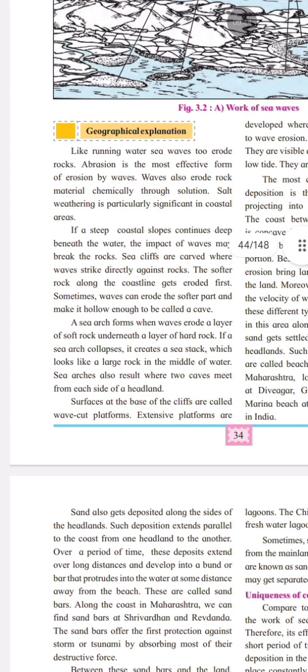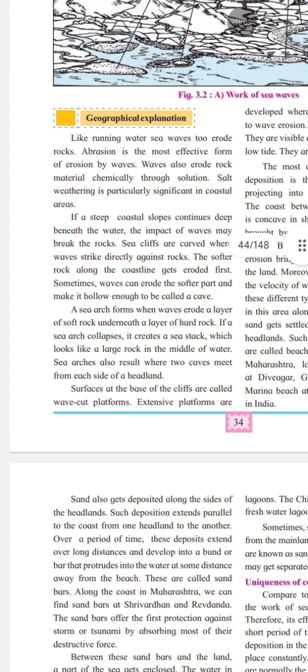So, first is the work of sea waves. Just like rivers, sea waves also erode rocks. The most effective process of erosion by sea waves is abrasion. Remember, abrasion means the rock particles carried by waves rub against the coastal rocks and wear them away. Sea waves can also cause chemical erosion through solution.